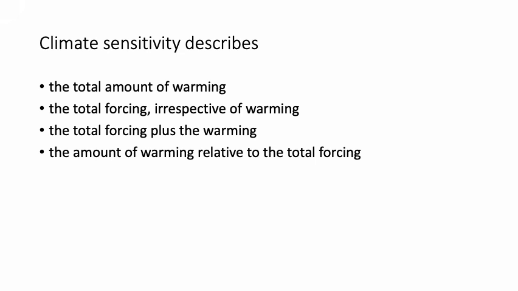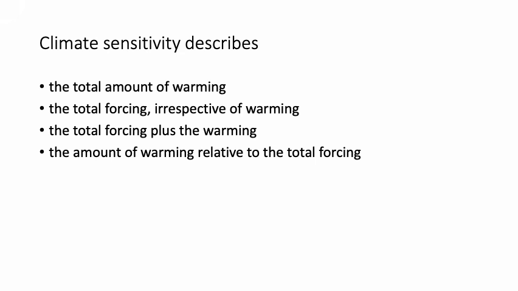Climate sensitivity describes the amount of warming relative to the total forcing. So if you have a forcing of, say, 1 watt per meter squared, but you have predominantly positive feedbacks, then that means your climate sensitivity is probably pretty high. You might end up with an ultimate radiative forcing of triple that. Maybe you've got 3 watts per meter squared, or even more than that, 10 watts per meter squared.